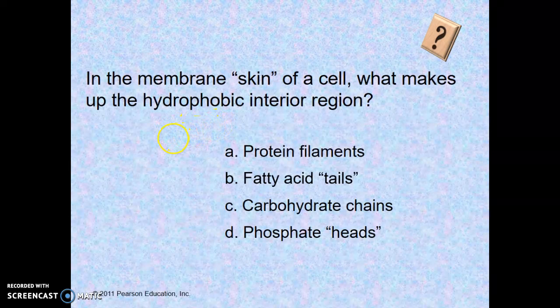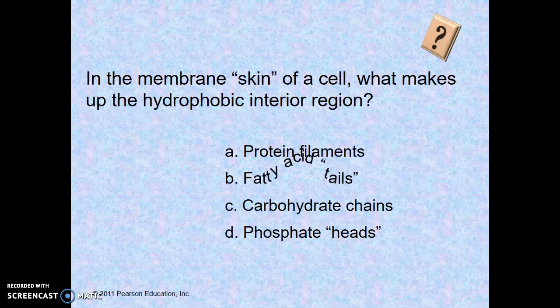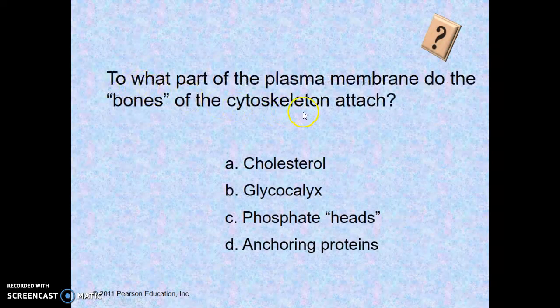In the membrane or skin of a cell, what makes the hydrophobic interior region? Those fatty acid tails are sandwiched between the two hydrophilic heads. To what part of the plasma membrane do the bones of the skeleton attach? Anchoring proteins.